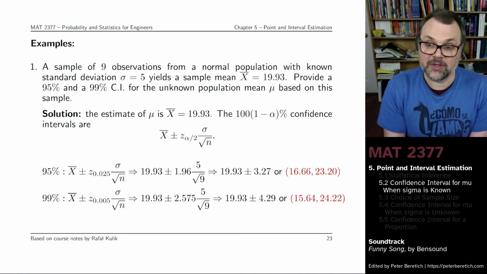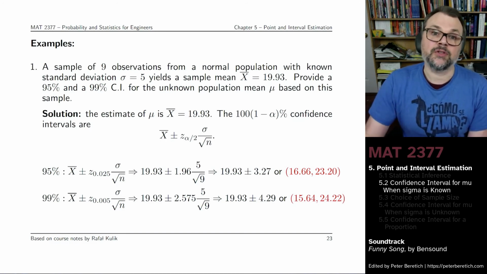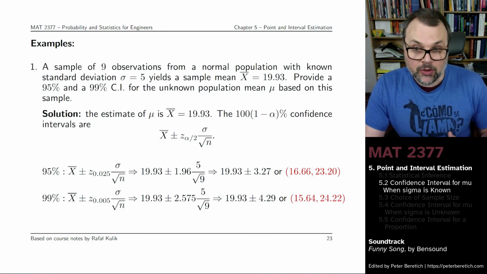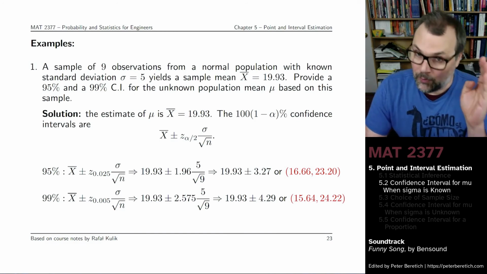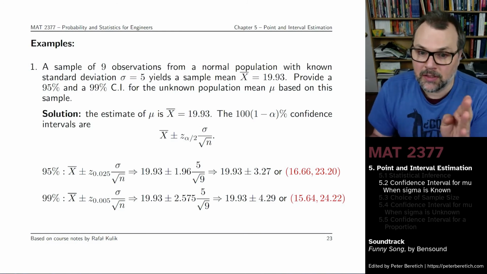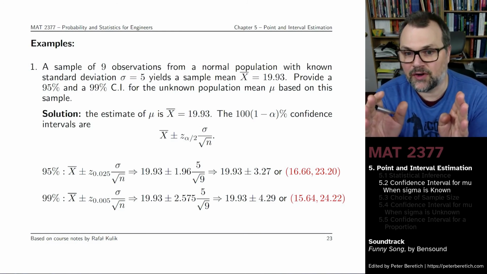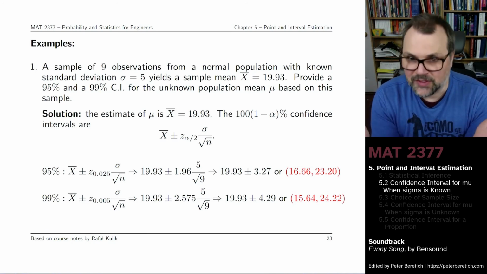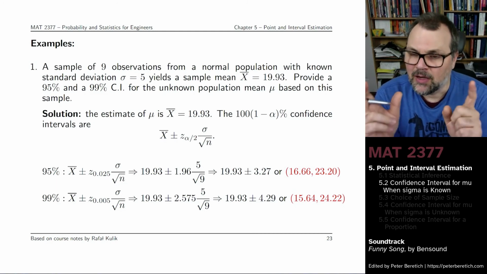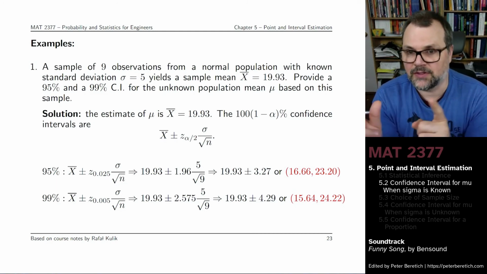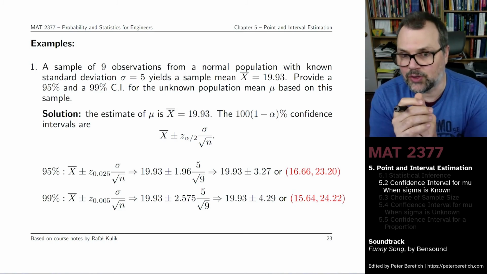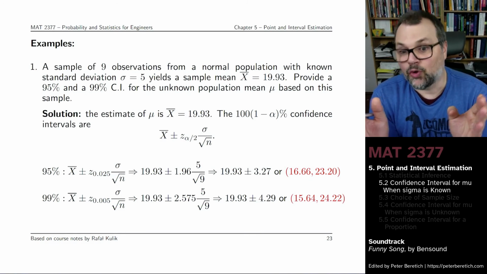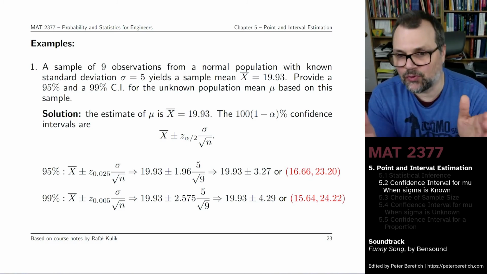Because the underlying population is normal, these confidence intervals are exact, the true confidence interval. So if I was to repeat this procedure a number of times, I would get a different sample mean every time, but the width of my 95% confidence interval would always be the same. Twice 3.27, and if I was doing this very often, about 95% of the time, the true mean would be in the confidence interval that I built of width twice 3.27. And 99% of the time it would be in the confidence interval that I built of width twice 4.29.